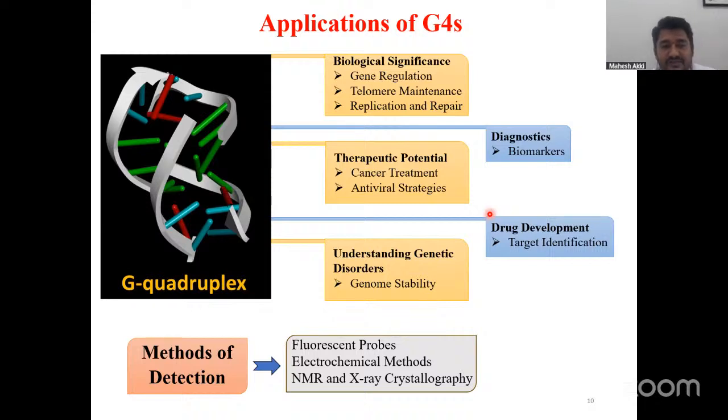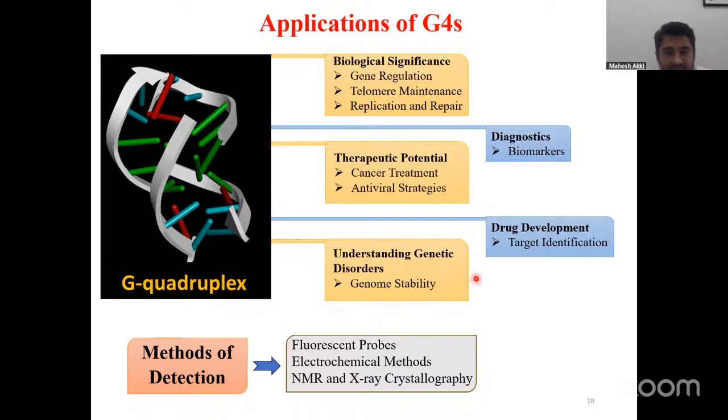such as oncogene promoters, telomeres, and viral genomes. Their unique structural features, stacked guanine tetrads stabilized by cations, make them distinct from the canonical double helix, allowing the design of small molecules that can selectively bind to a particular G-quadruplex sequence, which makes target identification very easy.